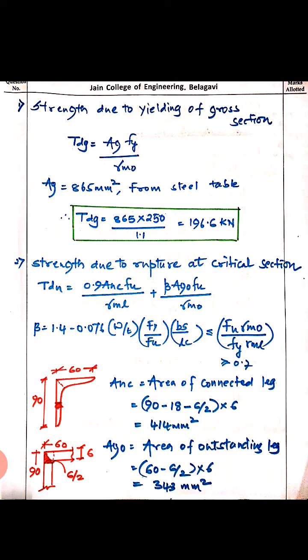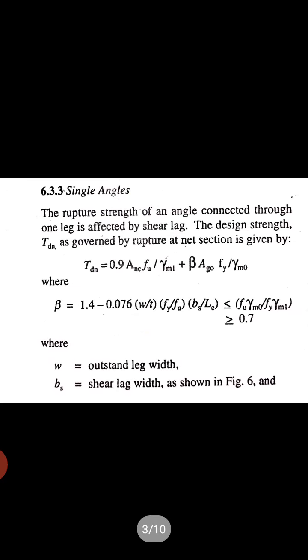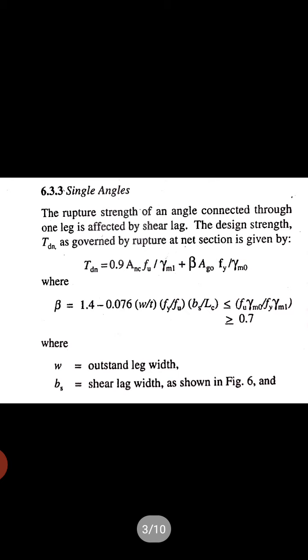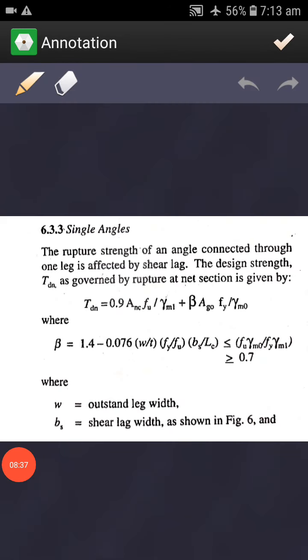So next we will calculate for beta. So for this, they are asked to calculate the values of betas required. Okay, so we'll see here one by one. So beta is 1.4 minus 0.076 into W by T. So what is W here now? W is outstanding leg width. So here it is 60. Divided by T, which is the thickness of the leg. So it is 6 mm.